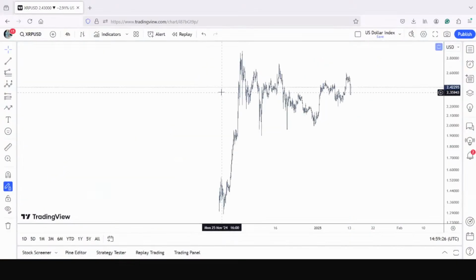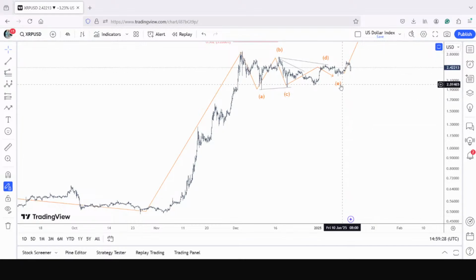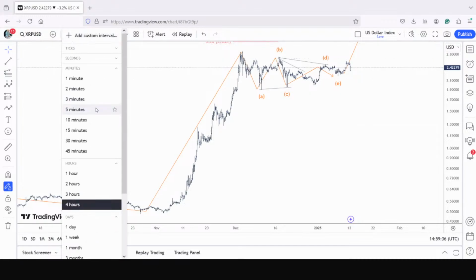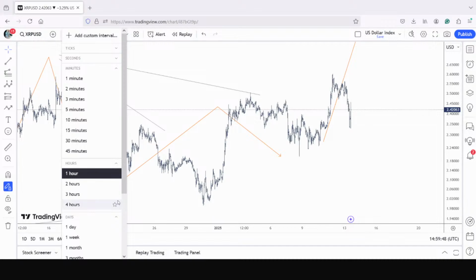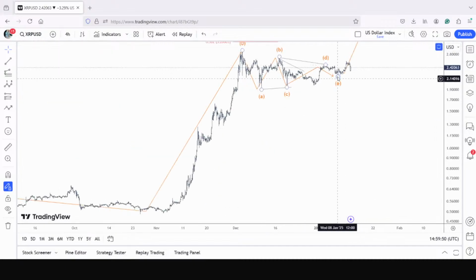What's Ripple doing, sir? Maybe it's okay. I'm going to relabel this. Nothing needs to be done actually. No relabeling needs to be done. That was wave E already. Let me bring up the 4-hour time frame. Here's the wave E already, and that could be just a corrective decline. So we are good to remain on the long side for Ripple.